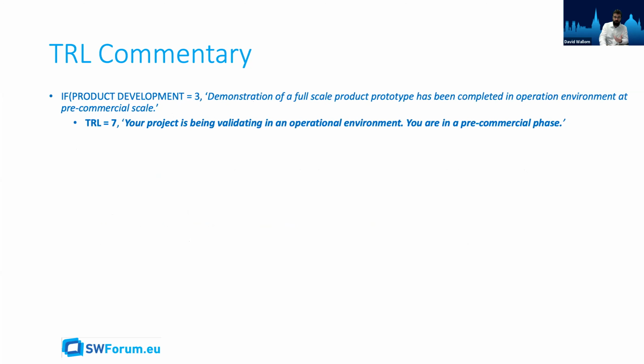So for TRL level 7, you're in a pre-commercial phase. You're just about to launch your product or service. It's in the environment that it's actually going to operate in, and it may not be yours. And this is all about understanding how you make that initial launch into the commercial environment, how you push your product into being a commercial outcome.